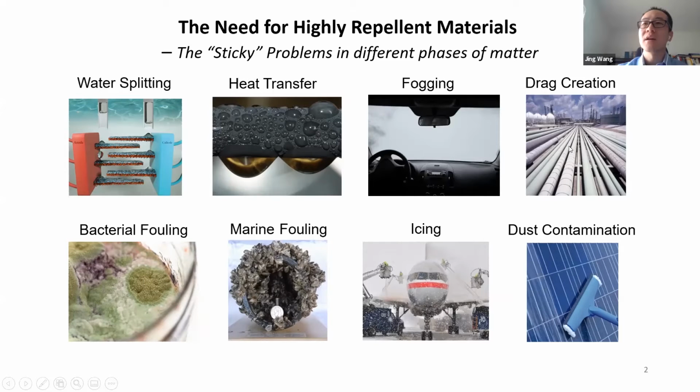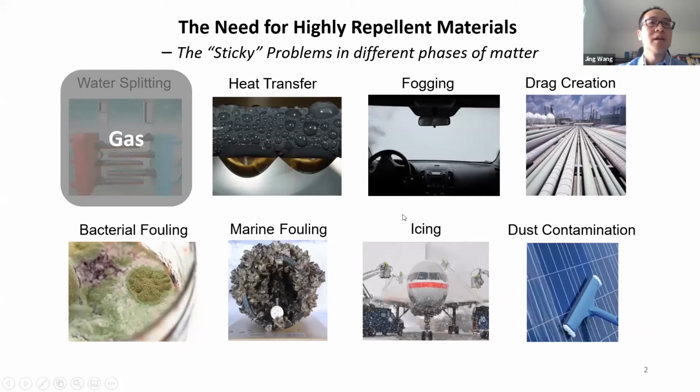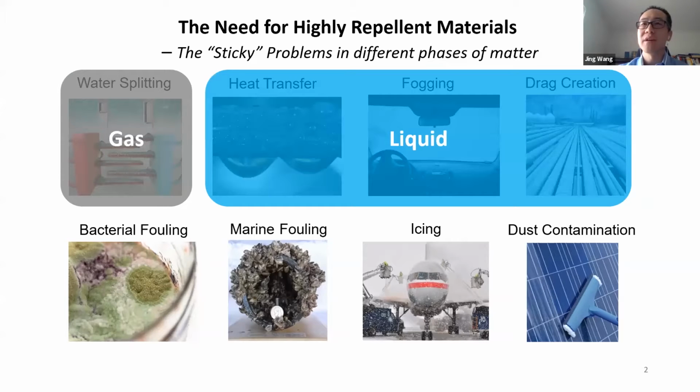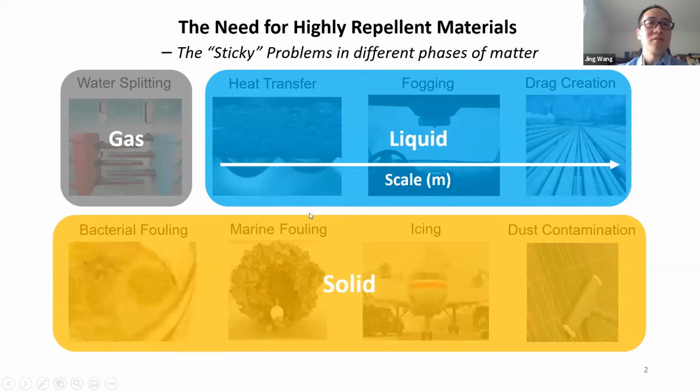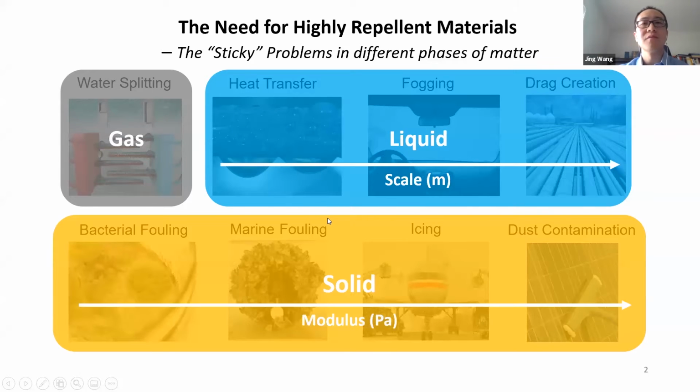And also in the oil and gas industry, the drag that accumulates on the pipelines, the bacteria fouling in hospitals, marine biofouling in maritime industries, icing in the aviation industry or in cars, and dust contamination on solar panels that reduces the energy conversion efficiency. So we can see these problems span from the gas phase to the liquid phase, from the nanometer scale all the way to the kilometer scale, and for different solids with different moduli, from very soft biofilms to very hard ice and dust.